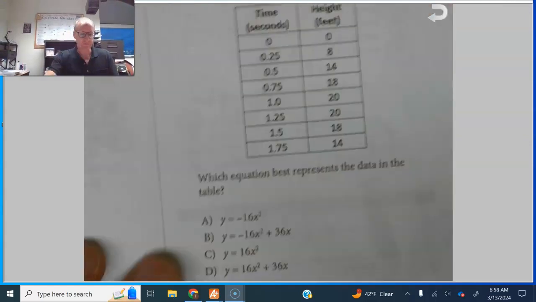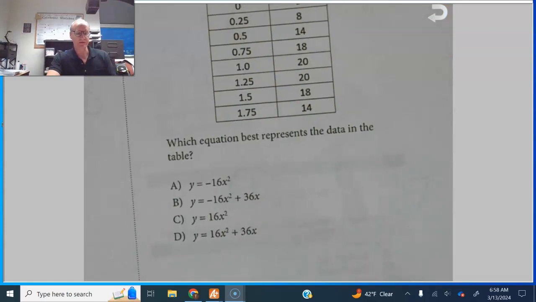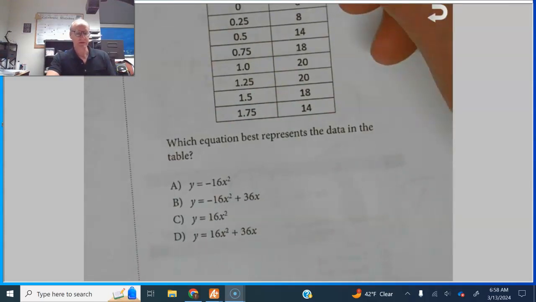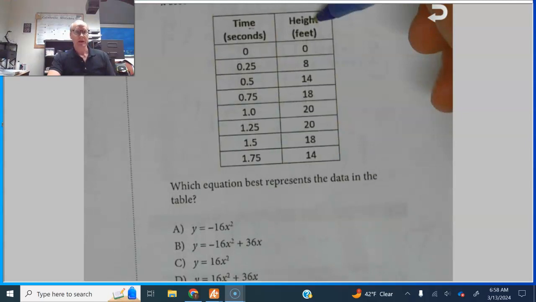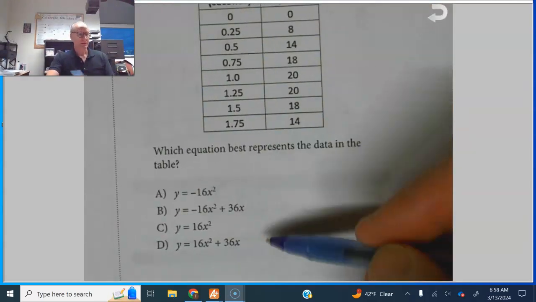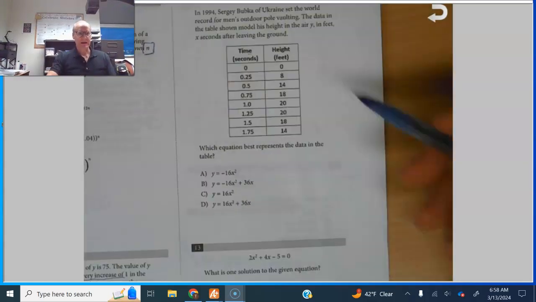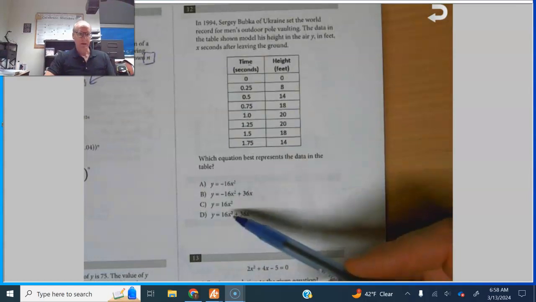Let's see, this one, we want to know, this is pole vaulting, and this is the time in seconds and the height above the ground. And we're looking, it certainly looks like a position function in physics. If you're dealing with a position function, this represents half the gravity right here.